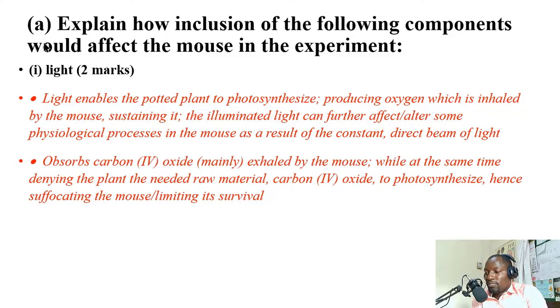Also absorbs carbon dioxide, that is the rat. It absorbs carbon dioxide, which is mainly exhaled by the mouse. So while at the same time, it will deny the plant the needed raw material, carbon dioxide, to photosynthesize, hence suffocating the mouse, limiting its survival.